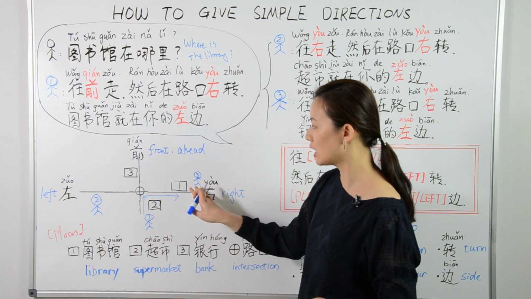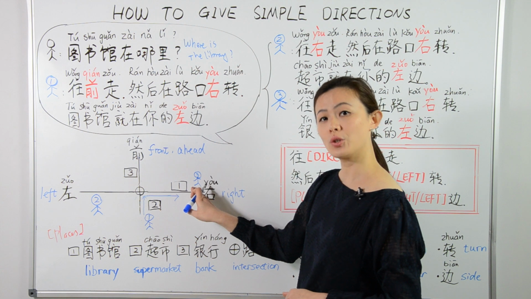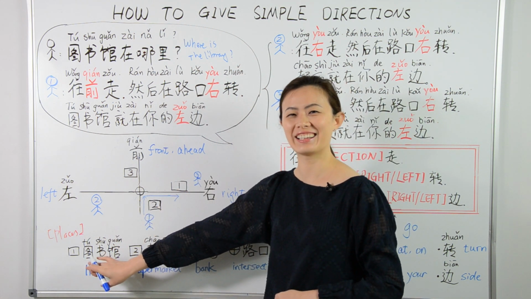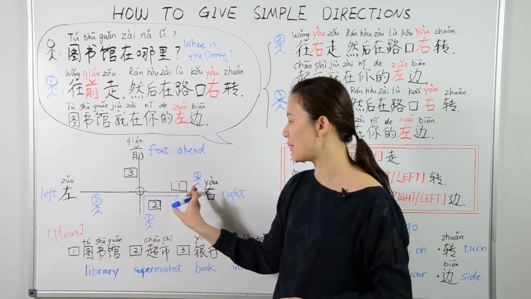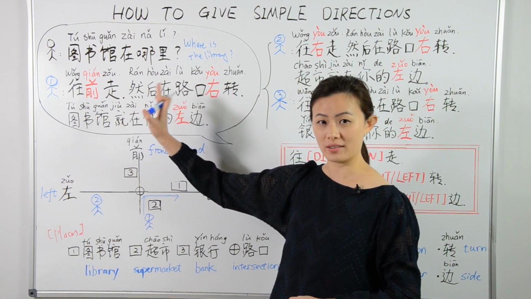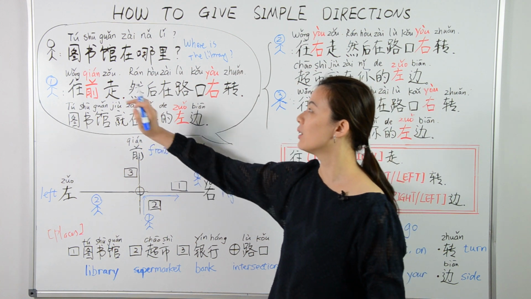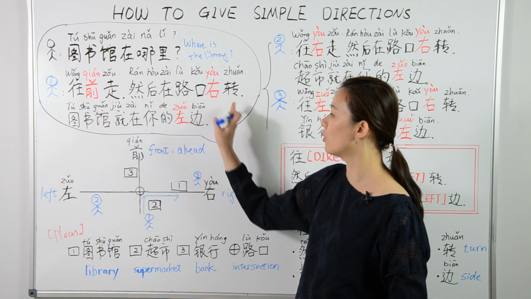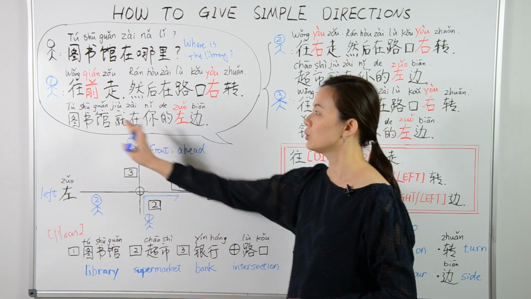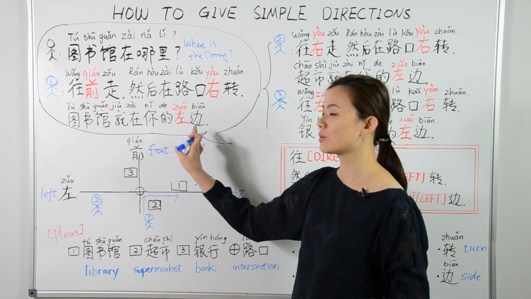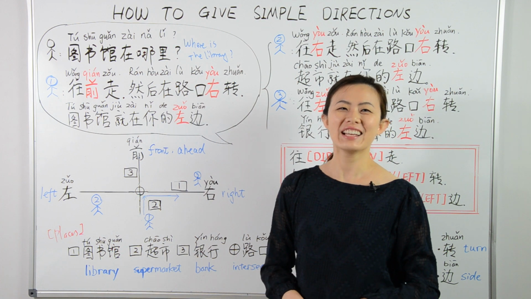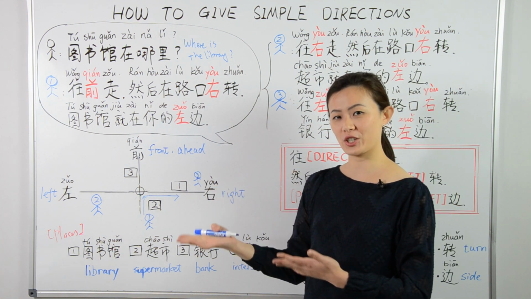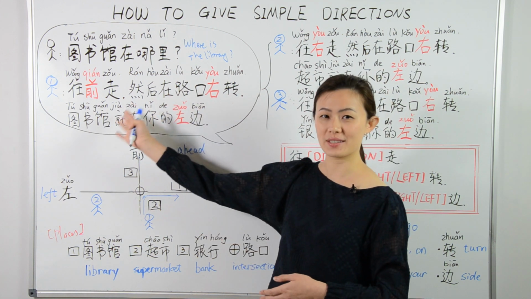So it looks like location number 1 should be the library. You got it. You found the library, 图书馆. So the directions one more time. 往前走，然后在路口右转。图书馆就在你的左边。This is how we follow the directions from this dialogue.